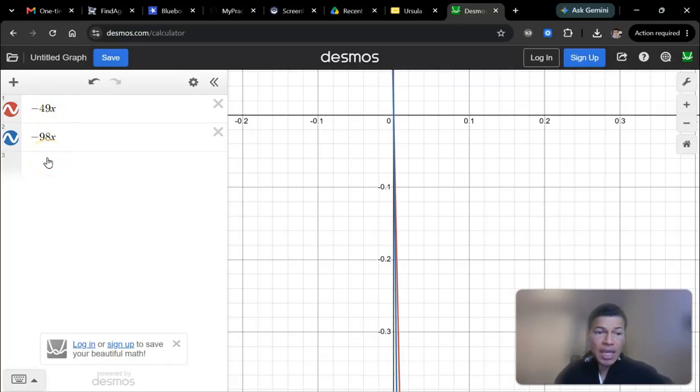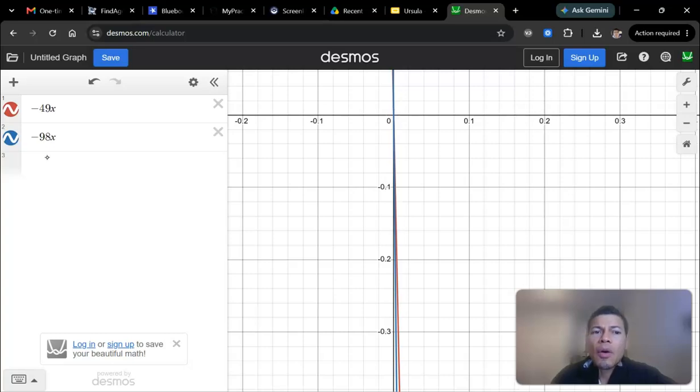So if you plug in 0, negative 49 times 0 is equal to 0, and negative 98 times 0 equals 0. So these two equations cross at 0, as you can see here.